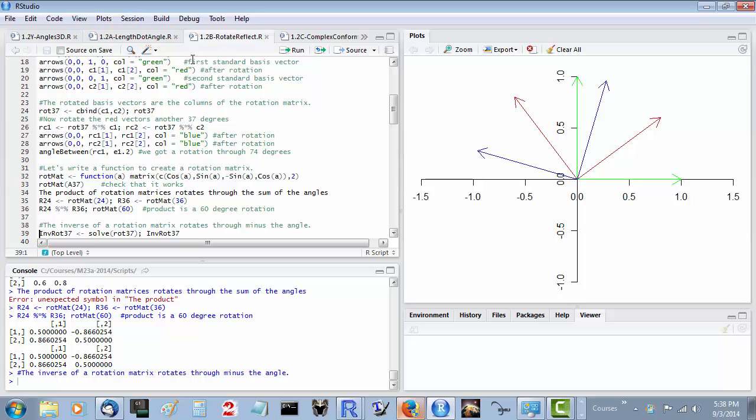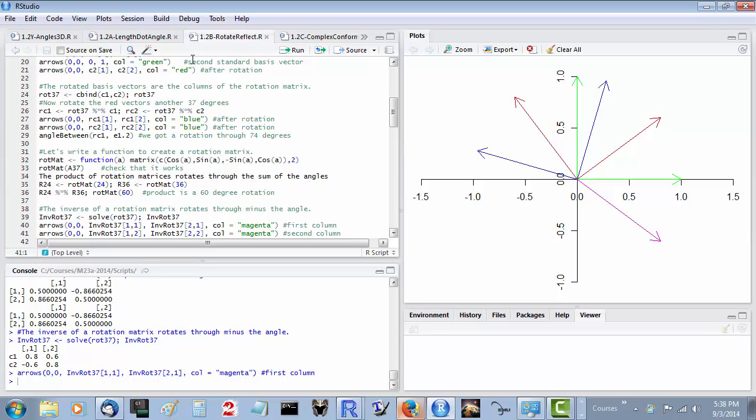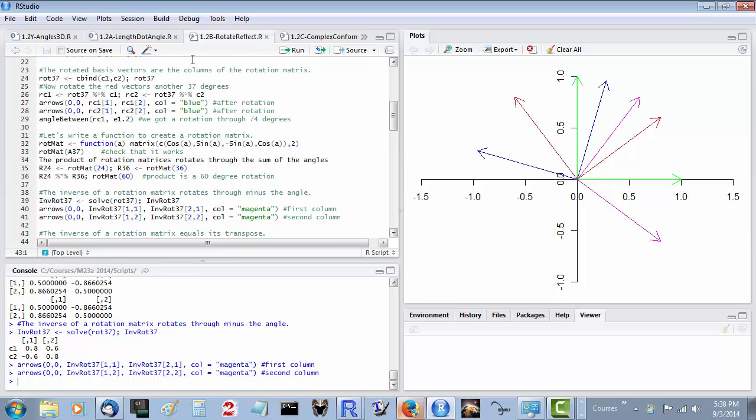If I calculate the inverse of a rotation matrix, which I can do by using the solve function, I get another rotation matrix. Now the minus sign is in the lower left-hand corner. Let's see what the geometrical effect is if we apply this to the two standard basis vectors. We rotate them clockwise through 37 degrees. And if you look at that inverse matrix, you'll see the only change is that the minus sign is in the lower left-hand corner. This is the transpose of the matrix for a counterclockwise rotation through 37 degrees.